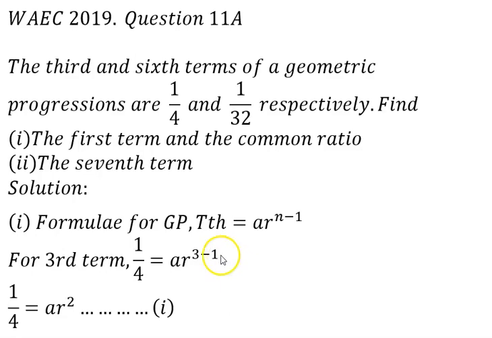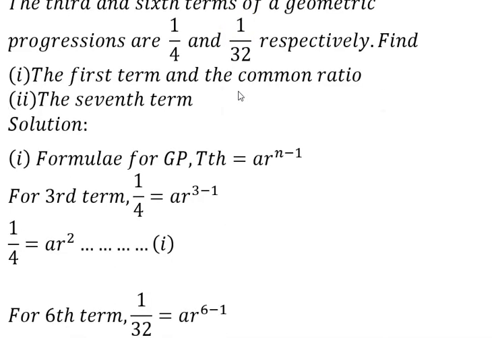3 minus 1. So we just input, because we have our nth term already. 3 minus 1 here will give us what? 2. So we'll be left with 1 over 4 equals AR raised to power 2. Let's call that one equation 1. We apply the same thing for the second one, because they say the sixth term of the GP is 1 over 32. We go through the same process.